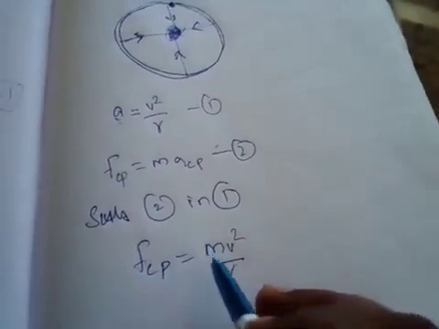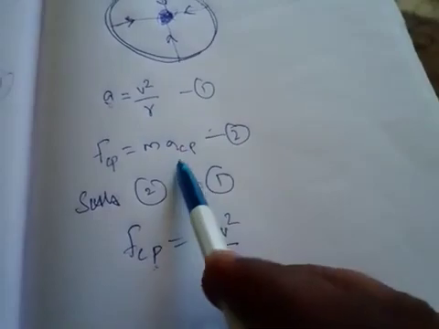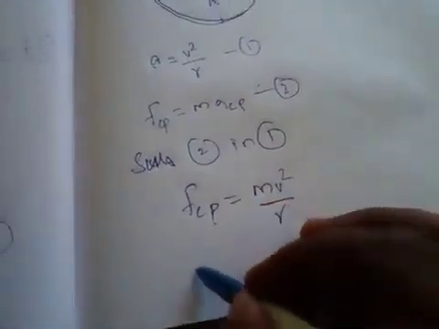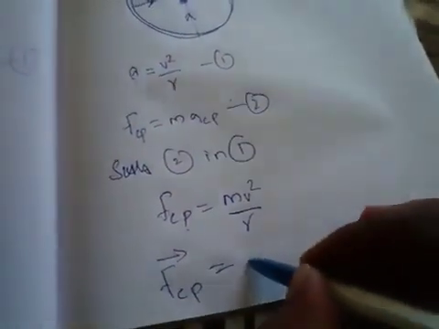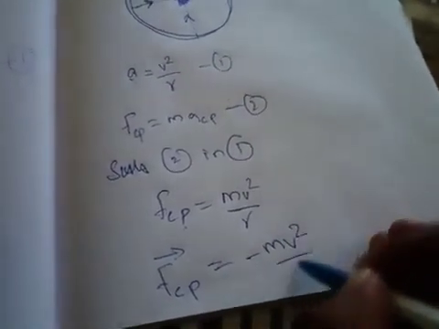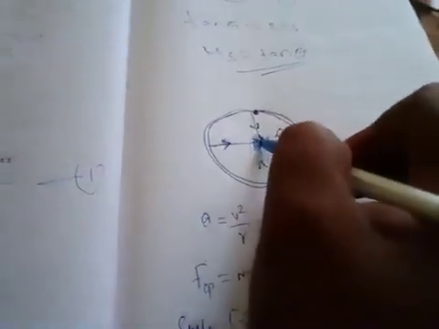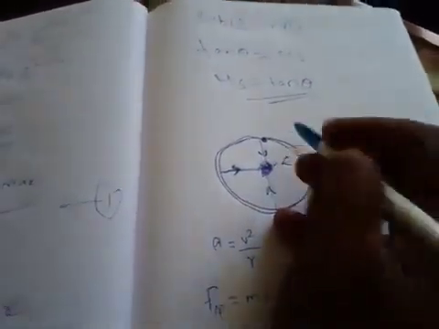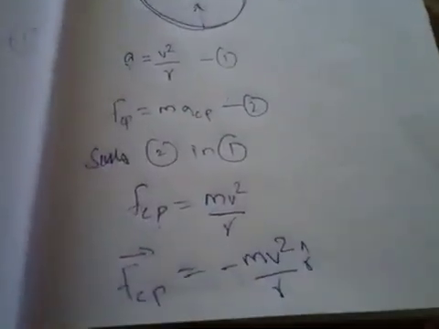Now you see F_CP, centripetal force, is equal to m into, instead of a you have to put v square by r. Now in vector notation, if you are writing this, we can write F_CP vector equal to minus m v square by r into r vector. Here you can see minus because this force is acting towards the center, which is opposite to the direction of the radius vector. That is why we use the minus. So this is what centripetal force.